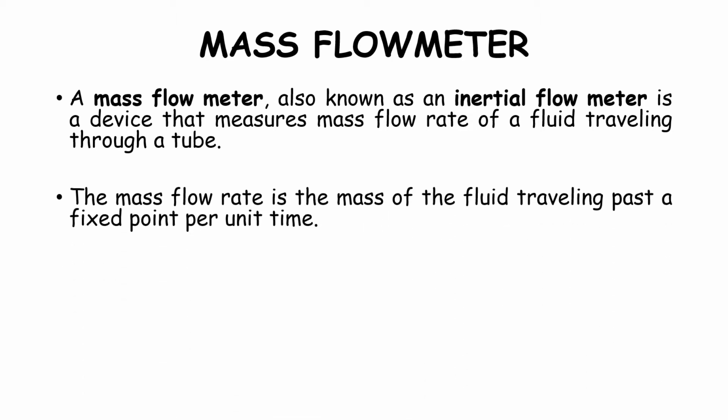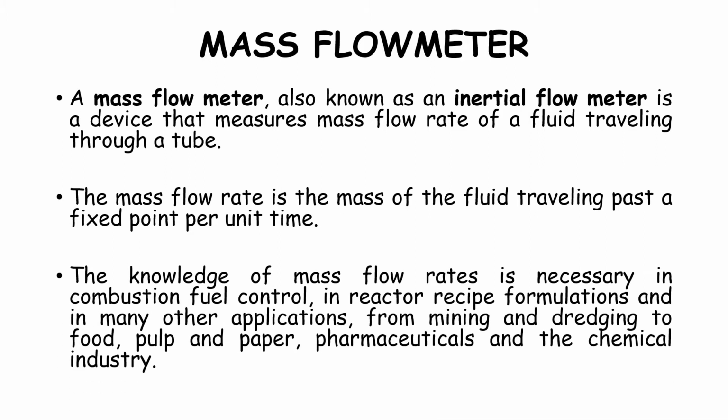The mass flow rate is the mass of the fluid which is traveling past a fixed point per unit time. And the knowledge of the mass flow rate is necessary in combustion fluid control, in reactor recipe formulations, and in many other applications, starting from mining and dredging to food, pulp and paper, pharmaceuticals, and the chemical industry. So let's see the available types of mass flow meters.